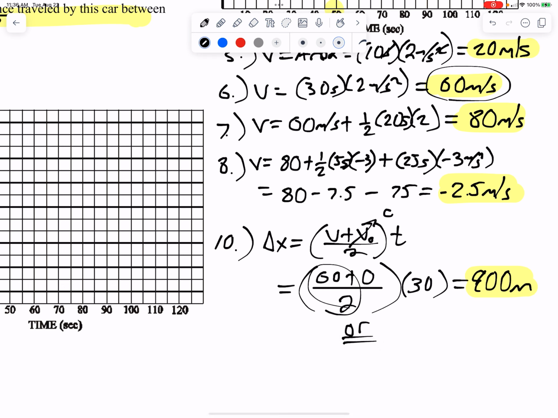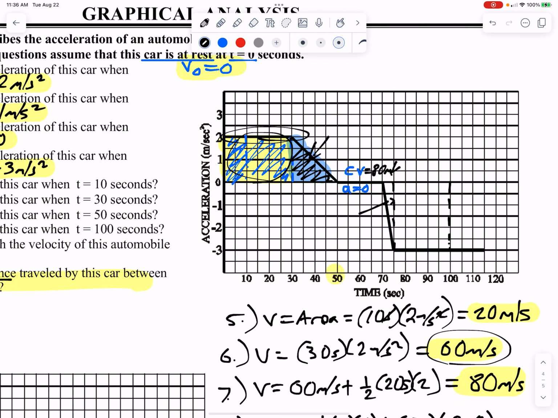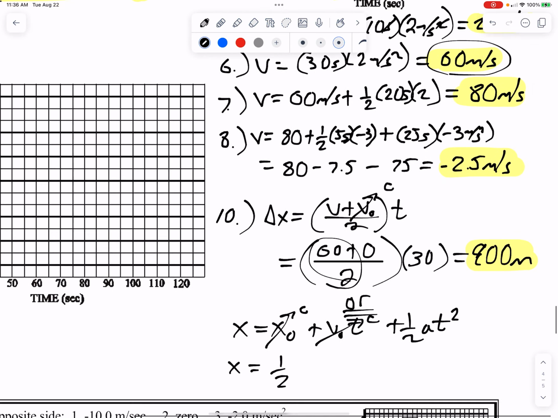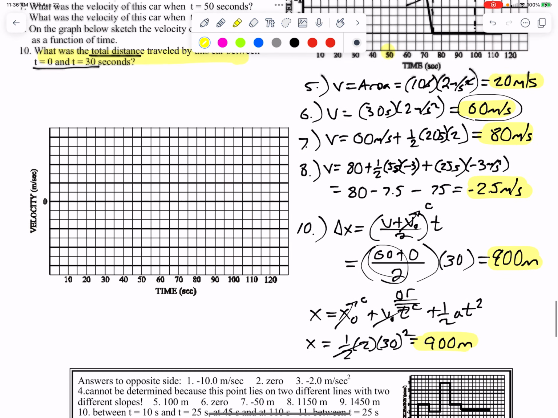Okay. Now, you could have used another calculation too. You didn't have to do that. You could have also gone x is equal to x naught, which started at 0, plus v naught t, which also started at 0, plus 1/2 at squared. If you did it this way, you'd have 1/2. The acceleration for those first 30 seconds was 2. So 1/2 times 2 times 30 squared. Well, that cancels, and 30 squared is, what do you guess? 900 meters. So you have a couple ways of getting the 900. Make sure you're comfortable with that.